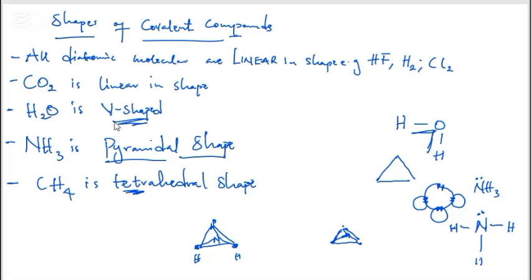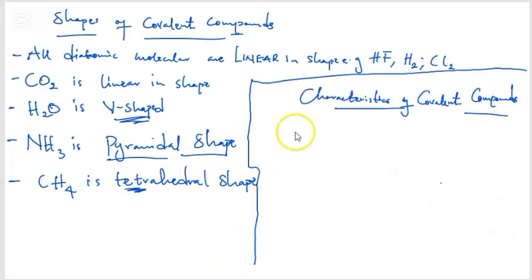Pyramidal, one of them should be 3. Then linear, we say all the atomic. Then CO2 is also linear in shape. So these are the shapes that you want to know. Before we finish for today, we want to know the characteristics of covalent compounds. So lastly, before we look at the coordinate covalent bond and the metallic bond in our next class, let's look at the characteristics of covalent compounds.